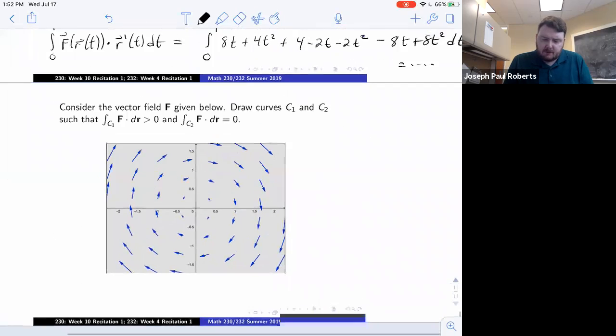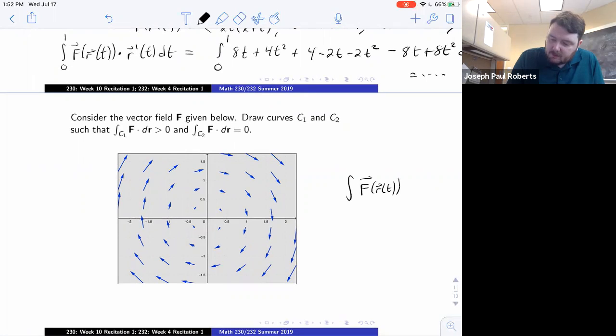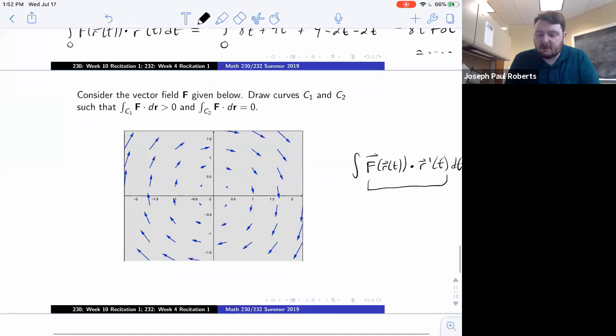Alrighty, so the last little example is to consider this vector field given below. Draw curves C1 and C2 such that the C1 work is positive and the C2 work is negative. So again, you can remember that this formula is F of r of t dot product r prime of t. So you're doing the dot product of F and r prime.